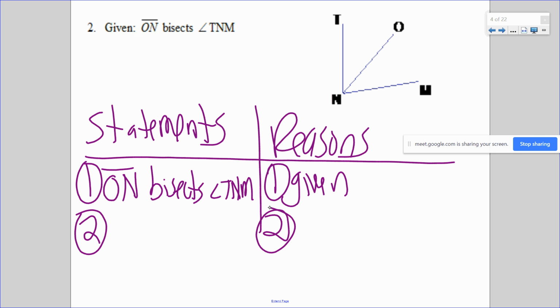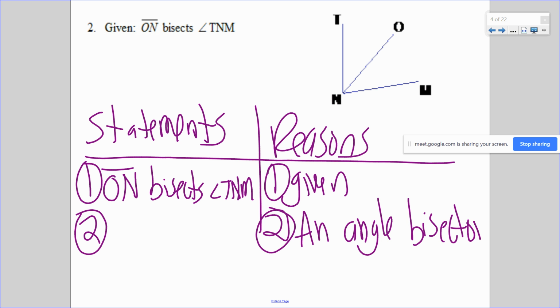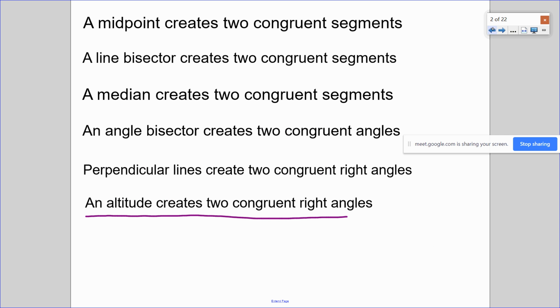Now I see bisect. I have to determine if it's a line bisector or an angle bisector. The question is, what's being bisected? If ON punches angle TNM, what's getting punched? Well, angle TNM. Angle TNM is an angle, therefore it's an angle bisector. If an angle is being bisected, it's an angle bisector. If a line is being bisected, it's a line bisector. An angle bisector creates 2 congruent angles.